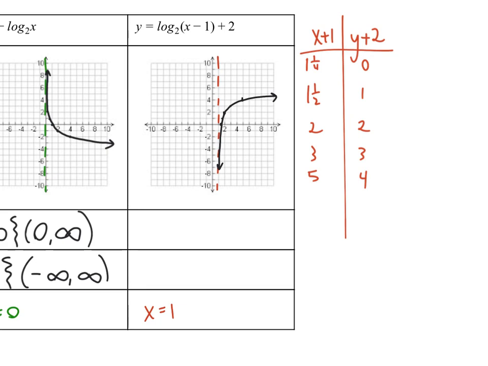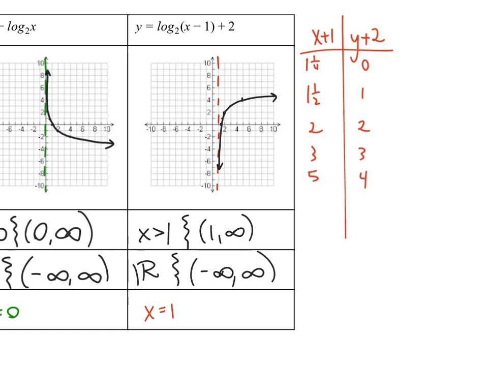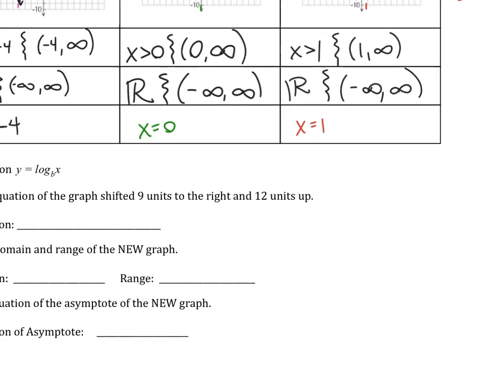So there's my sketch. Looking at this, x is greater than 1. That could be 1 to infinity. Again, it's all real numbers. So that's negative infinity to positive infinity. And we've already talked about our asymptote.